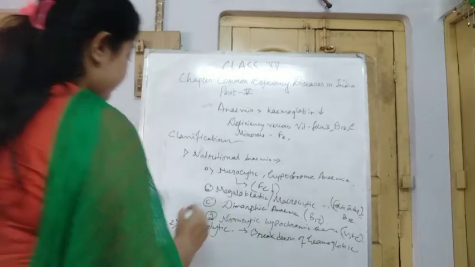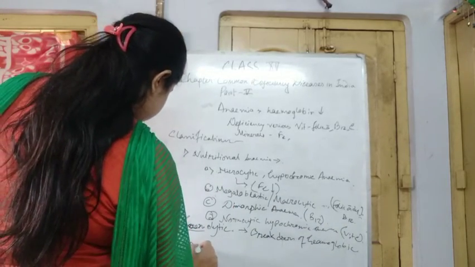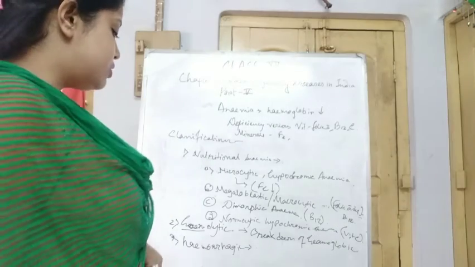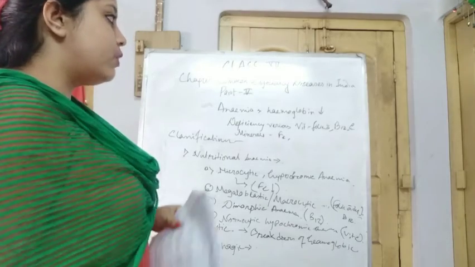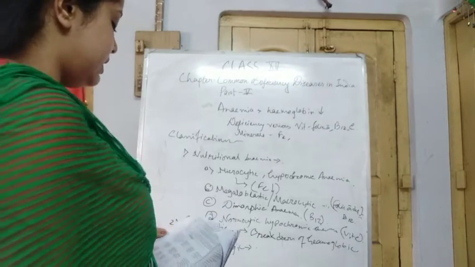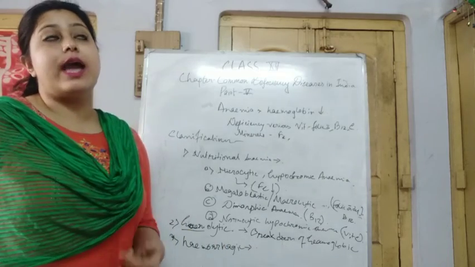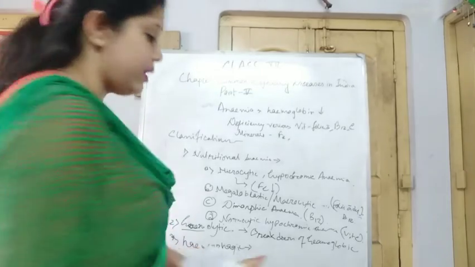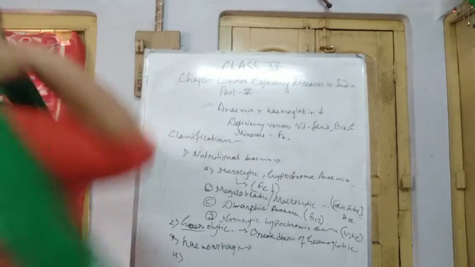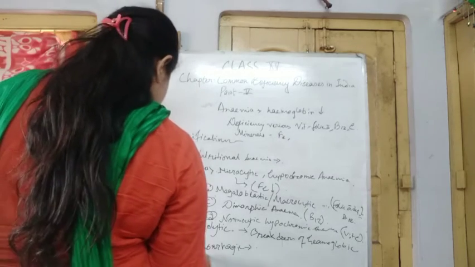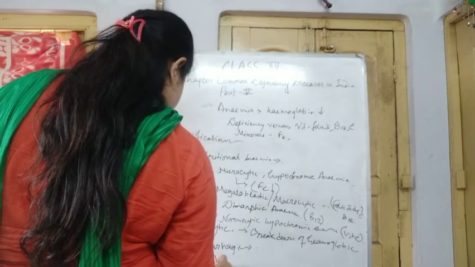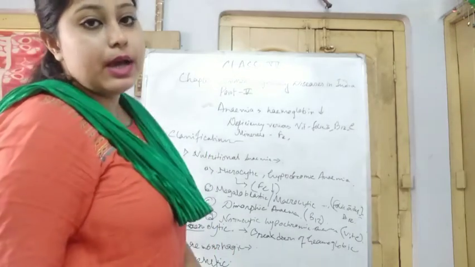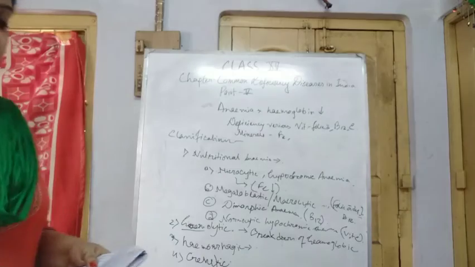Now, the hemorrhagic anemia. The meaning of hemorrhage is excessive blood loss. So it can be caused by many things, like accidents, diseases, etc. The next is genetic anemia. The causes of the genetic anemia can be thalassemia or sickle cell.